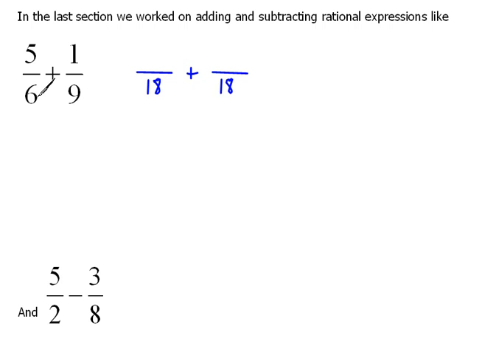Now, what do we have to multiply the 6 by in order to turn it into an 18? We'd have to multiply by 3. So we're going to have to do the exact same thing to the top to keep that balanced. So our new numerator then would be 15.